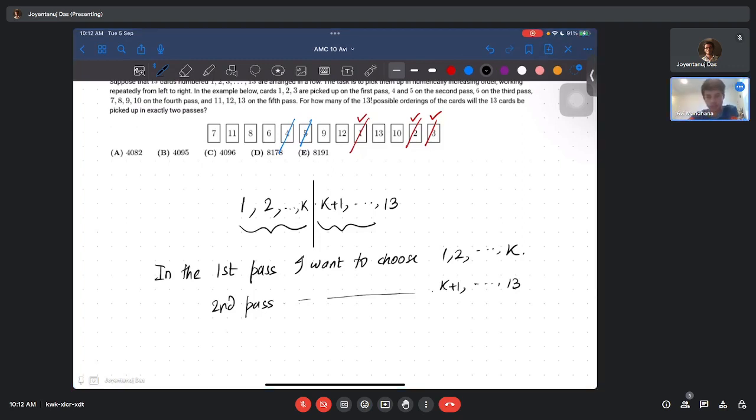I understand this. Now, where can k vary from? K can be from 2 to 12, not 2, right, 1 to 12? I can have 1 in the first one only, right? Yes, because we need at least one card in both of them. So k is from 1 to 12. Now how to do it, you have to think.